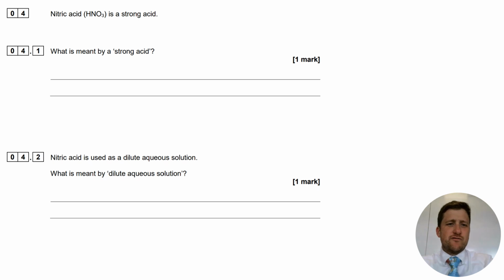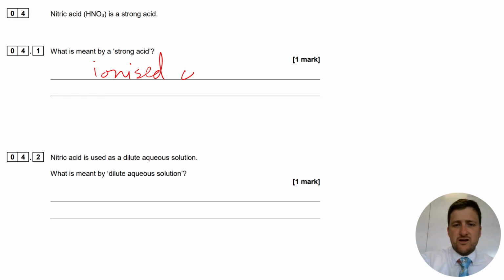Okay, question 4. Nitric acid is a strong acid. That tells you we're going to be talking about acids and acidity and pH within this question. What is meant by a strong acid? This is your definition. This is define a strong acid, and there are two aspects to this. It is ionized completely or almost completely. Okay, that's the first bit.